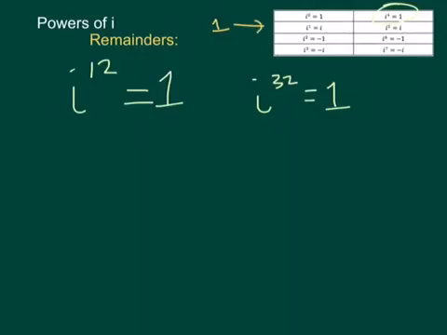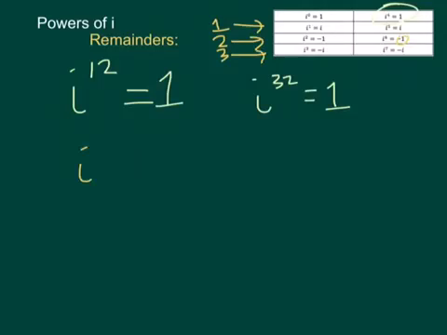When we add on to that, we can add i to the 9th, i to the 13th, i to the 17th. These all have a remainder of 2 when divided by 4. And for any exponent, if you divide it by 4 and get a remainder of 2, i to that exponent will always equal -1. Same way with a remainder of 3, it will always be equal to -i.